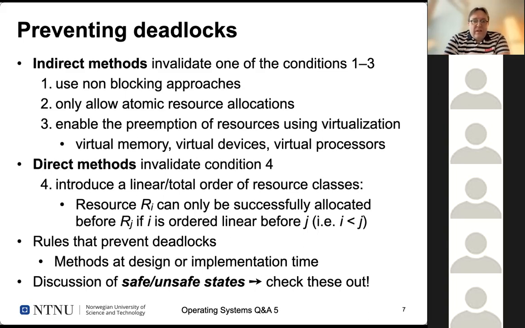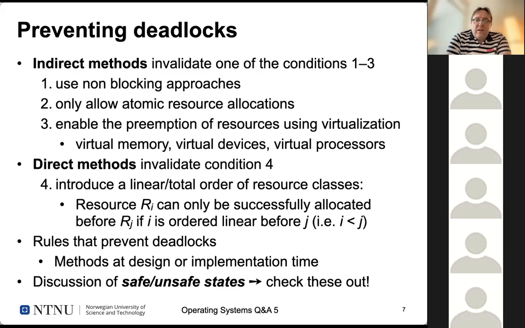Or to invalidate necessary condition 3, you would be able to enable the preemption of resources, for example, using virtualization with virtual memory, virtual devices, or virtual processors. So you could actually just generate new resources on the fly if it's a resource of a certain type of which you have multiples. On the other hand, there are direct methods, and these invalidate the circular waiting condition.